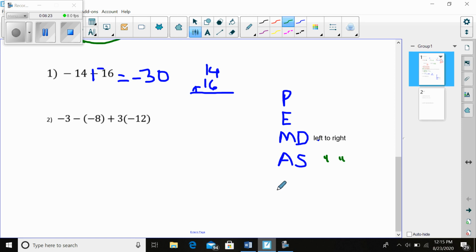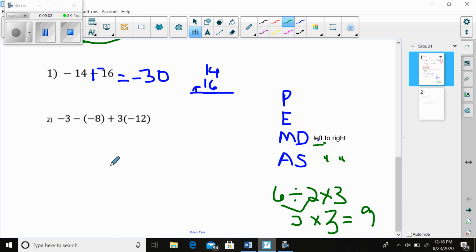So if I have a problem like this, right? Many students will think that this answer should be 1. They think, oh, multiply first, then divide. This is 6. 6 divided by 6 is 1, right? Not the case, right? I go left to right. All right, so I start here. This is 3. And then 3 times 3 is 9.